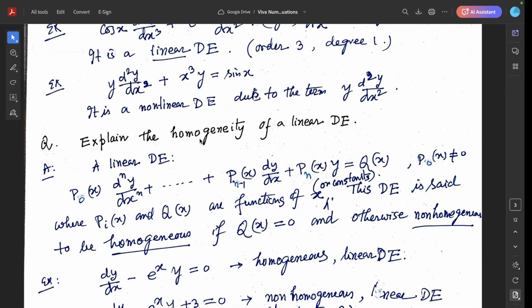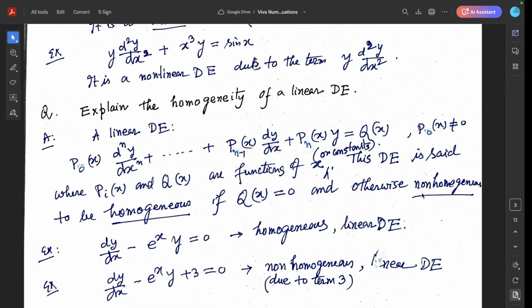Next question, explain the homogeneity of a linear differential equation. A linear differential equation can be written in this form up to nth order, with p0(x) not equal to 0, and pi(x) and q(x) are functions of x or constants. This differential equation is said to be homogeneous if the right-hand side term q(x) equals 0, otherwise it is not homogeneous.